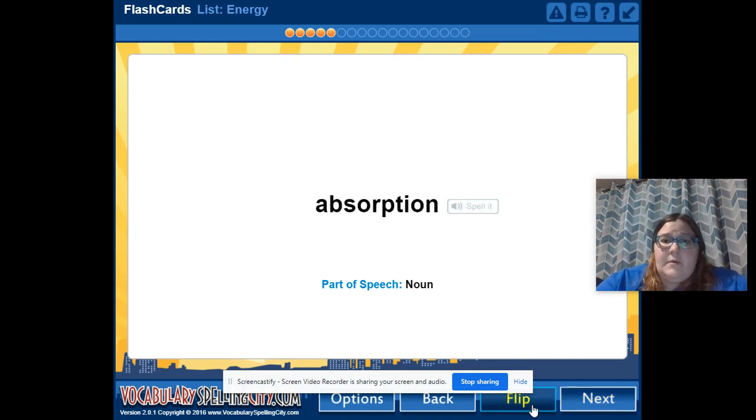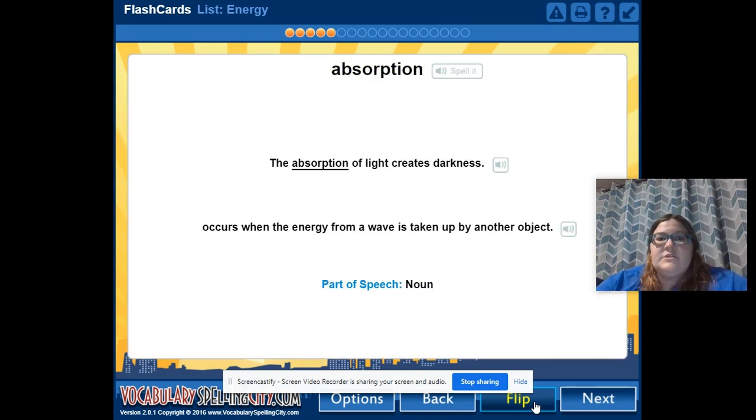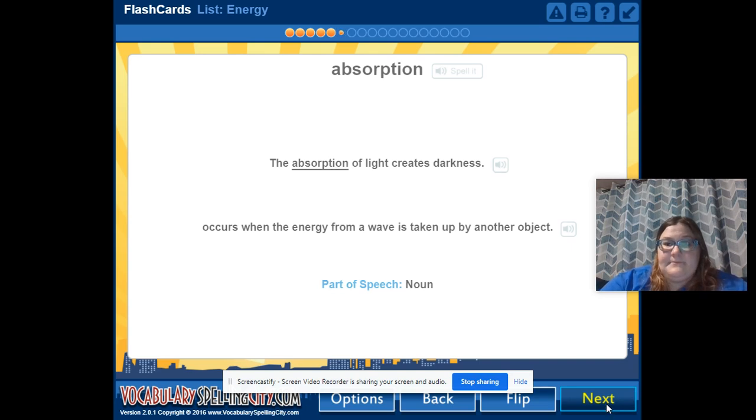Absorption. Absorb. Okay. So this is when the energy from a wave is taken in by another object. The absorption of light creates darkness. Remember, black is the absorption of all colors. If we see something as red, it's absorbing all the colors but red. So what is taking in the sound? What is taking in the colors?